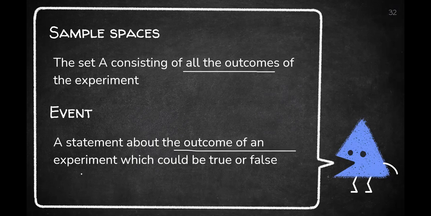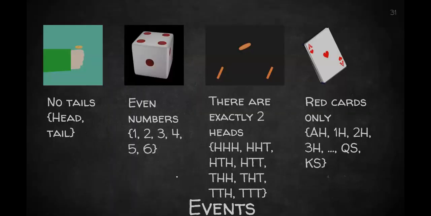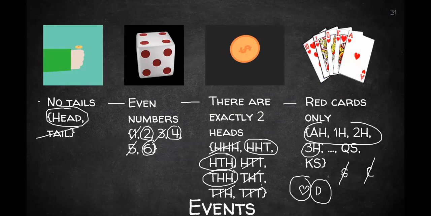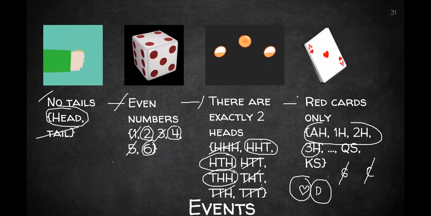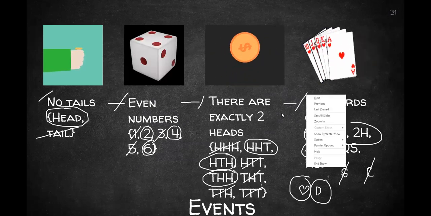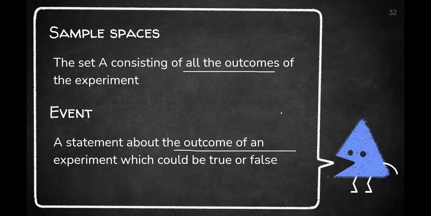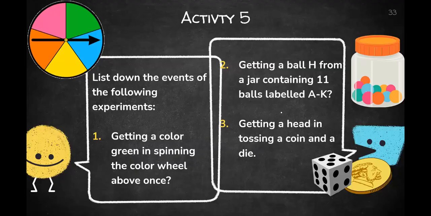Okay? Well, the event is the statement about the outcome of an experiment, which could be true or false. Ito yung mga outcomes na gusto ko. Okay? So as you can see, ito yung mga gusto ko mangyari. Walang tail na lumabas. Even numbers lang ang lumabas. Two heads ang lumabas. Or red cards lang ang lumabas. Okay? Those are the events. Right?